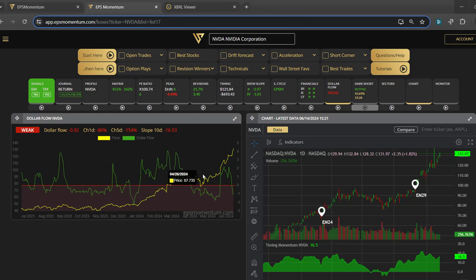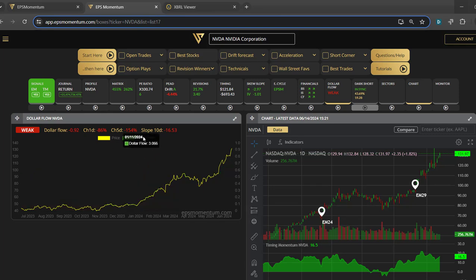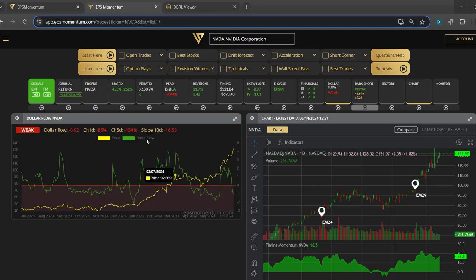So first, you have two curves on the chart. One is the price of the stock, and the other one is the dollar flow. So the dollar flow is taking the volume and the price change and computing whether there's more dollar flowing to the stock or not in terms of value traded.